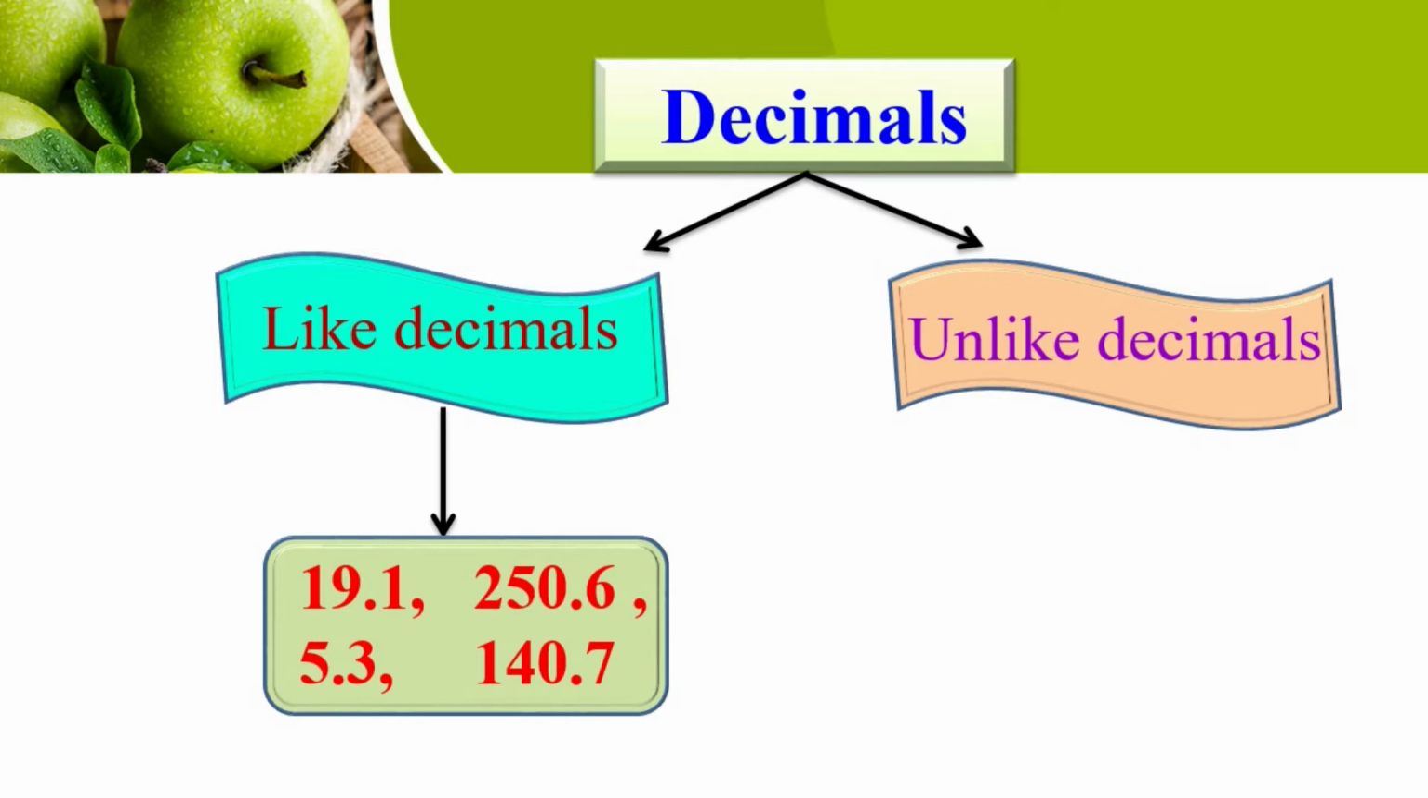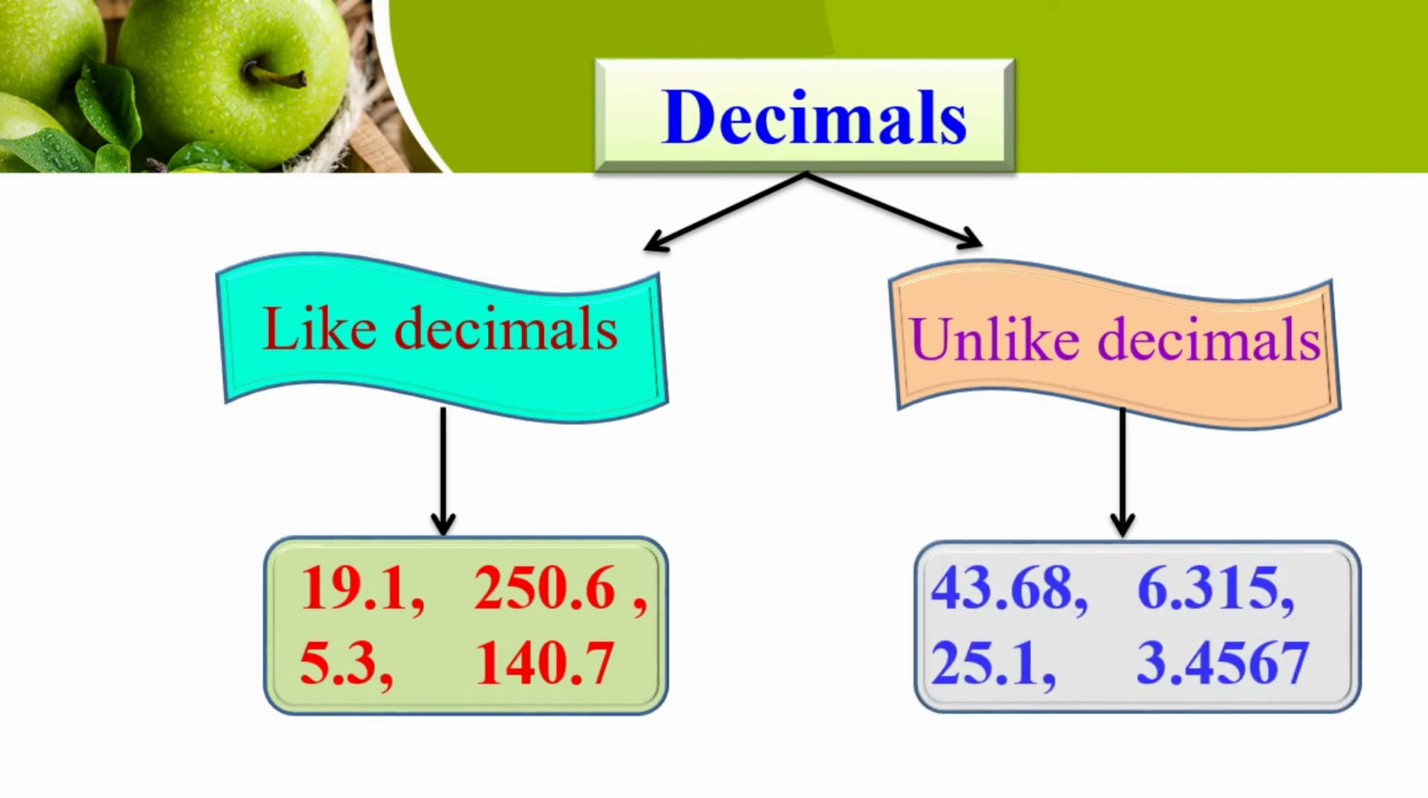Let's see unlike decimals. Unlike decimals are decimals not having the same number of digits on the right of the decimal point. Let's see the example: 43.68, 6.315, 25.1, 3.4567. These are unlike decimals.